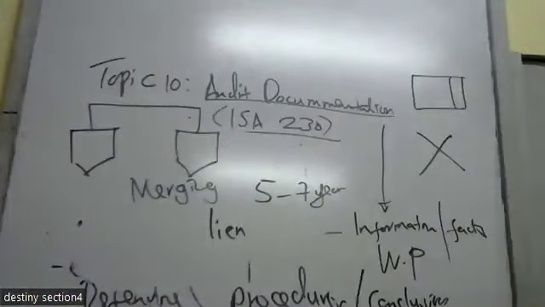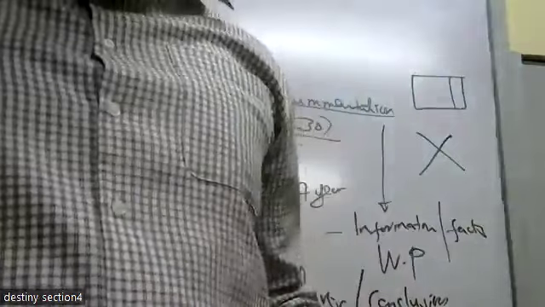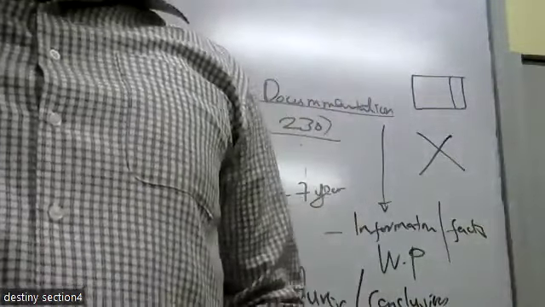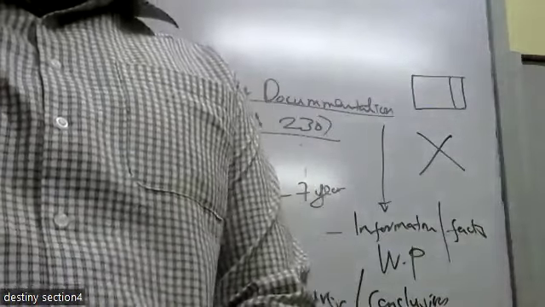Those answers, we have them on page 4. Factors influencing the form and content of working papers are on page 4. They are: the nature of the audit engagement, the size and complexity of the entity, the nature of the audit procedures to be performed, the identified risks of material misstatement, etc.